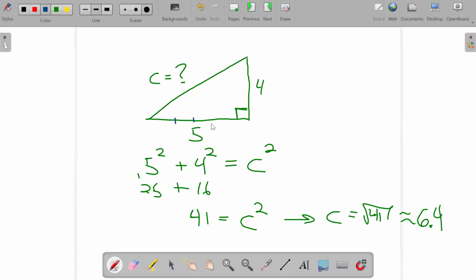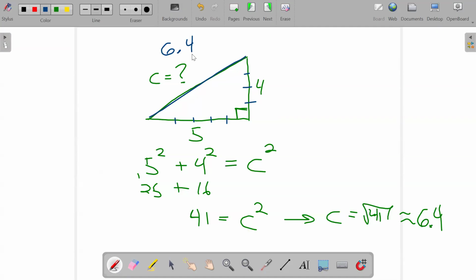1, 2, 3, 4, 5. That's about 4. Does it seem reasonable that this side right there should be about 6.4? And yeah, that seems reasonable. It's the longest side. It's definitely smaller than 10 and bigger than 5, just looking at it. So 6.4 seems reasonable for that length.